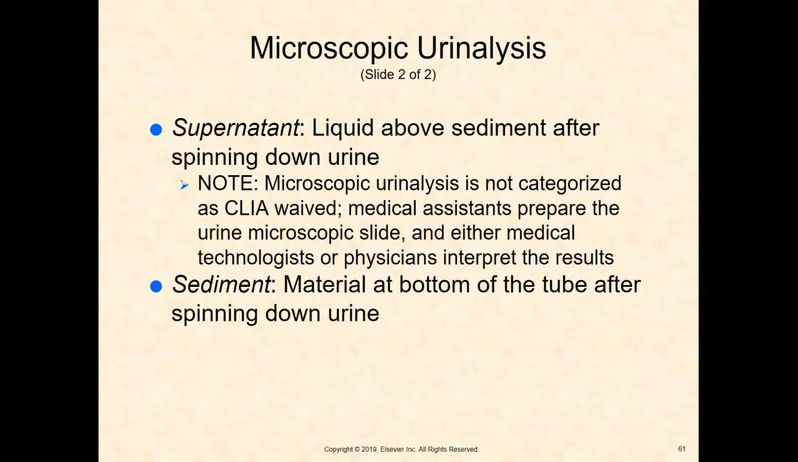So we have two parts of this urine. We are going to put the urine in a tube, we're going to centrifuge it, and that'll push all of the sediment or cells to the bottom of the test tube. The supernatant is the liquid that is left above the sediment that's at the bottom. We're actually going to pour that off and not use the supernatant. We're going to look at the sediment.